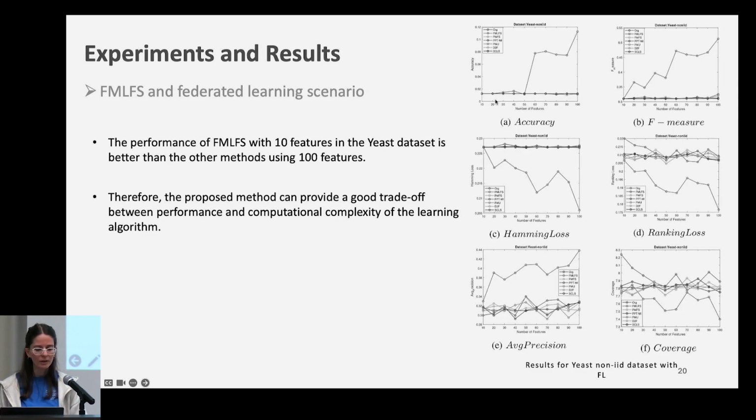And for the second scenario, where we use federated feature selection and also train the learning algorithm in a federated manner, you can also see that, for example, for accuracy with 60 features, it can obtain better results compared to other methods with 100 features. For other metrics like F measure, Hamming loss, and others, the proposed method with, for example, 20 features can obtain better results. So by reducing the size of the data, we can reduce the computational cost in IoT devices, and at the same time we can have better performance. So we have a good trade-off between the performance and the computational cost.